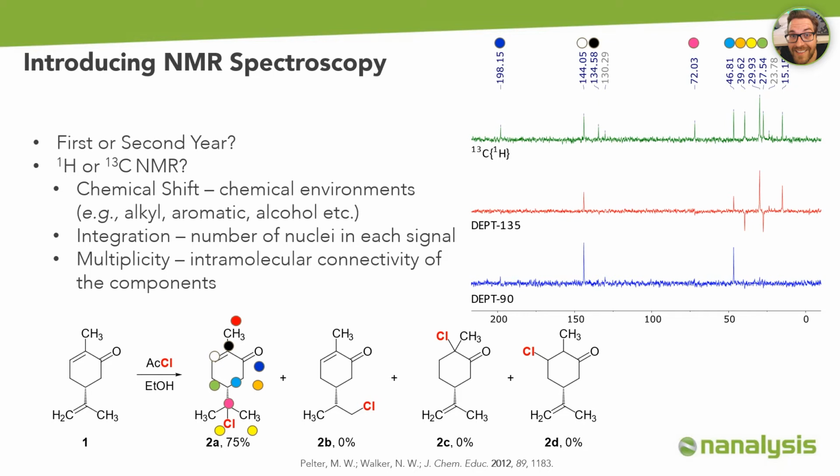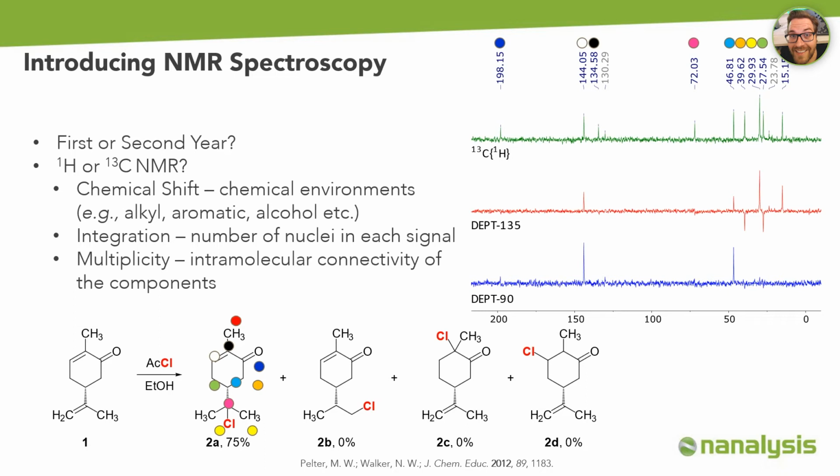Some focus on the simplicity of symmetry and carbon NMR, whereas many start off with proton NMR. For proton NMR, the key concepts require students to focus on three pieces of information simultaneously. A. The chemical shift, representing the chemical environment of a nucleus. B. The peak integration, which corresponds to the number of nuclei in the analyte signal. And C. The multiplicity, reflecting the intramolecular connectivity of the compound.